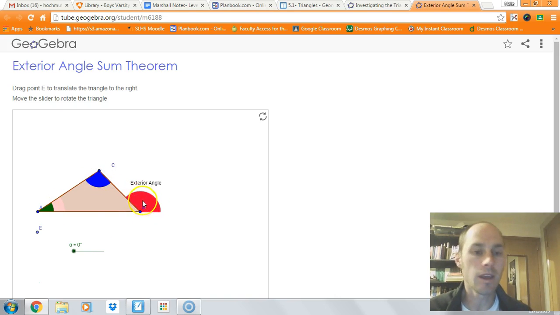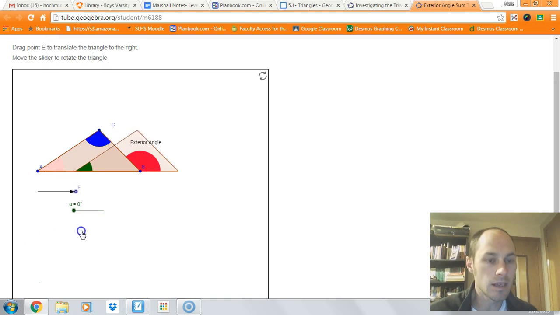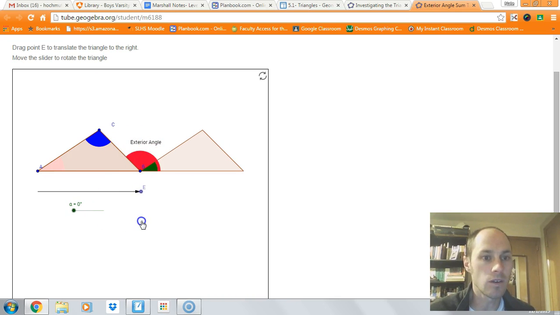Well, we know this angle, if I were to extend that line out, is a linear pair with this one. They're supplementary. And notice what happens when I translate the triangle over. Angle A gets translated over here. And notice I can change the size. It doesn't affect angle A too much.